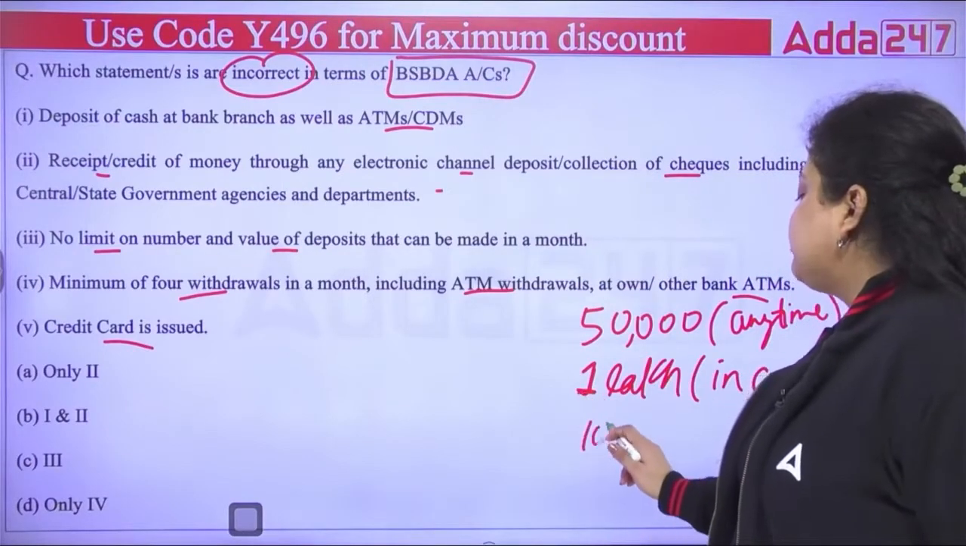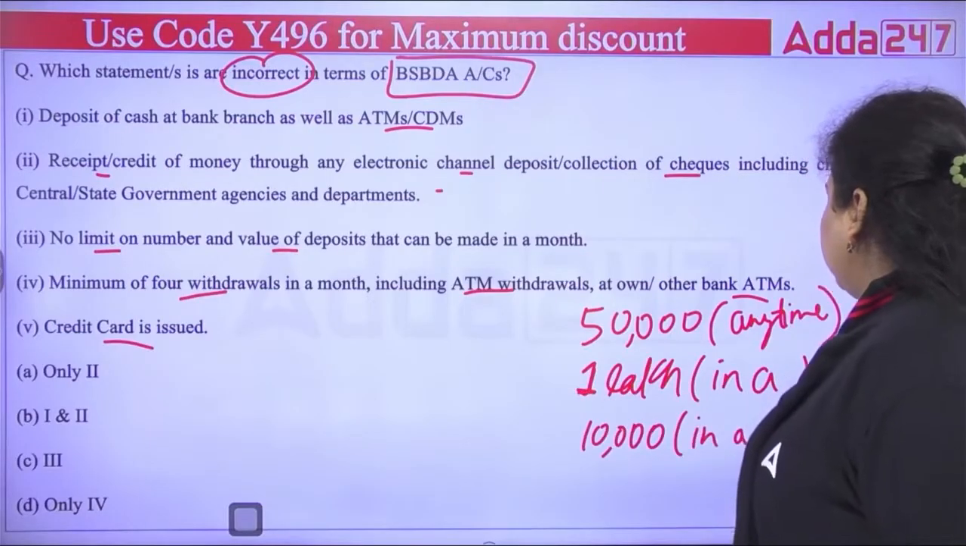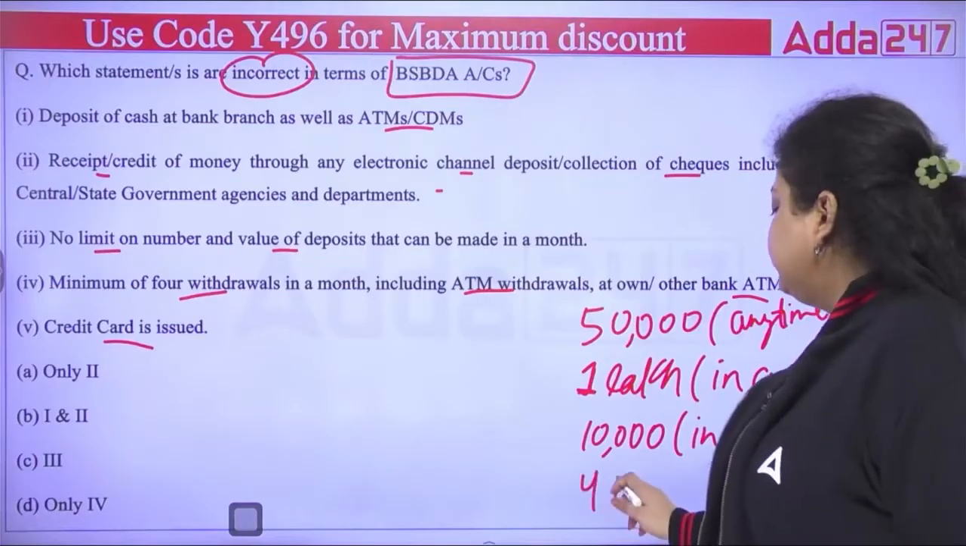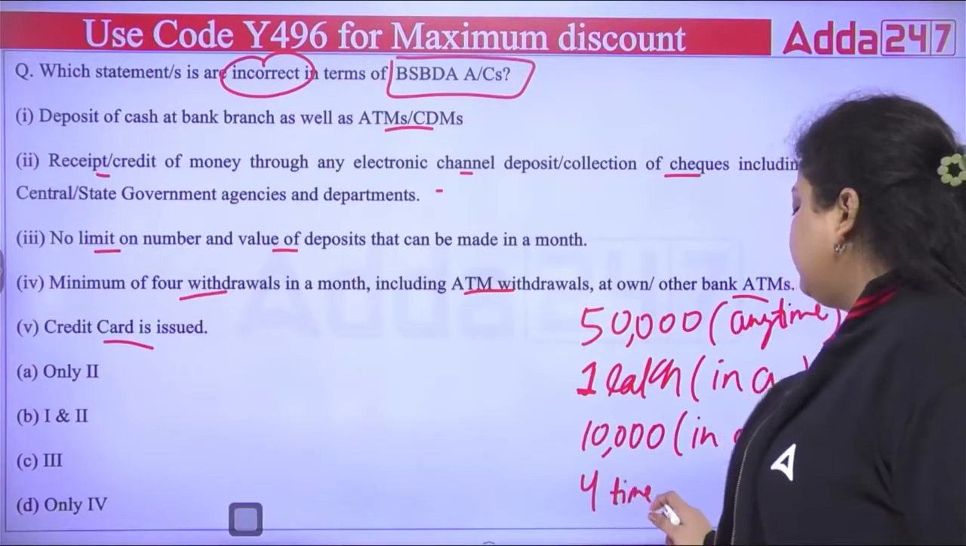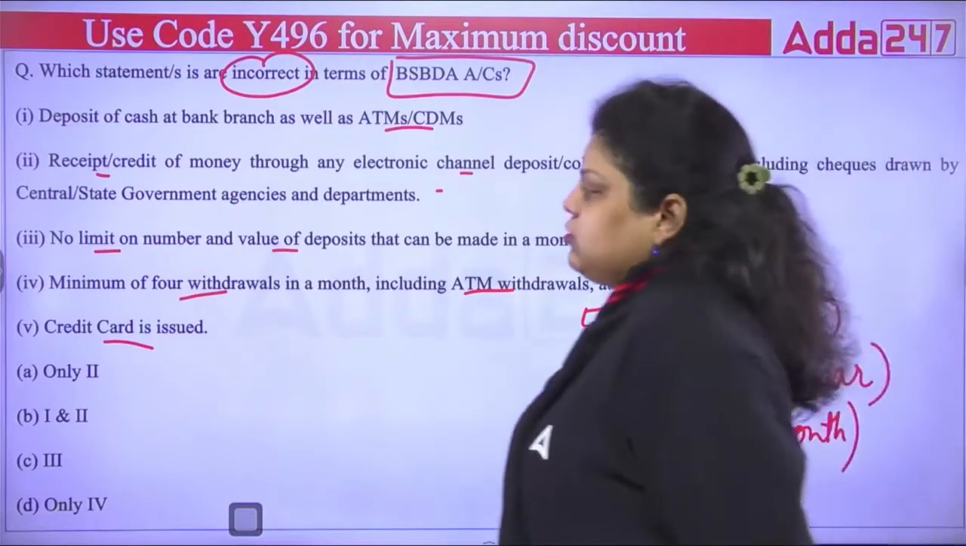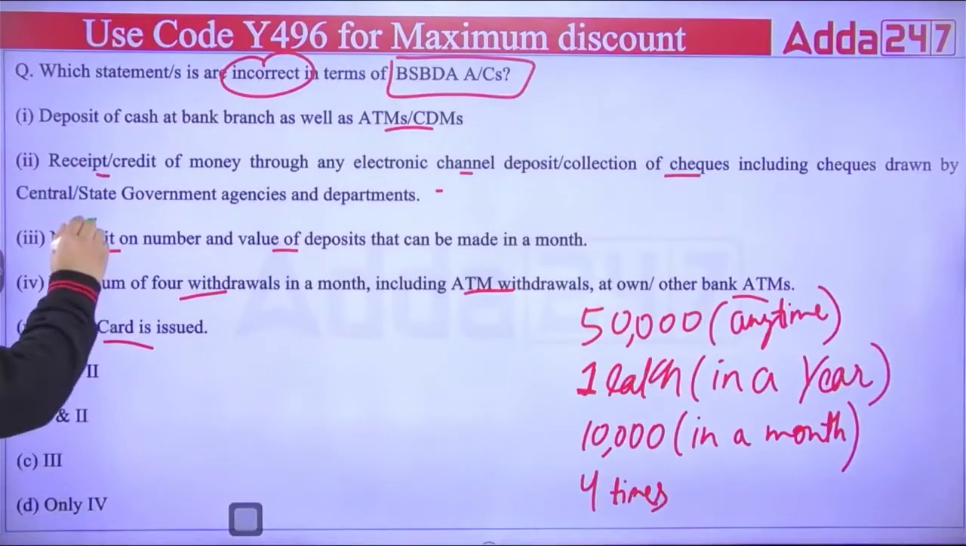Then withdrawal or transfer in a month should be done only 10,000, not more than that. This is in a month. And the withdrawal limit will be 4 times. It will be allowed 4 times to withdraw in a month. It means the fourth option is not true. All the others are true, but the fourth is not true. That is saying no limit.